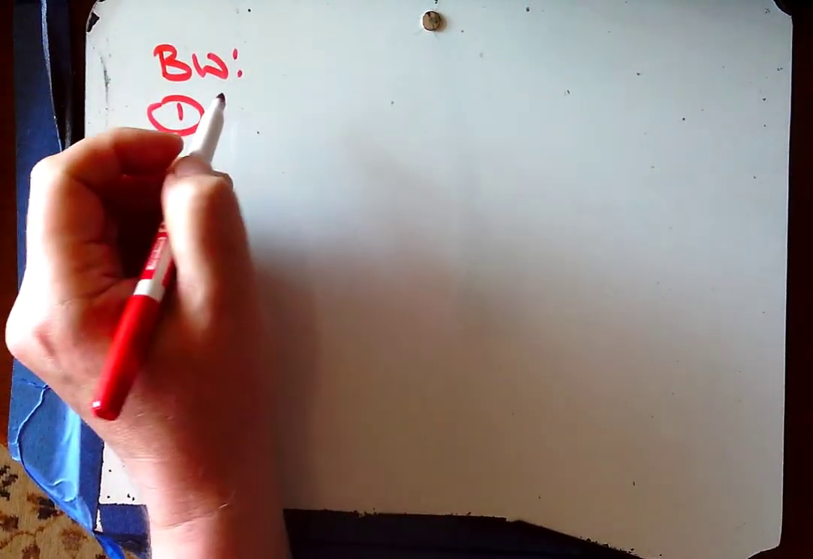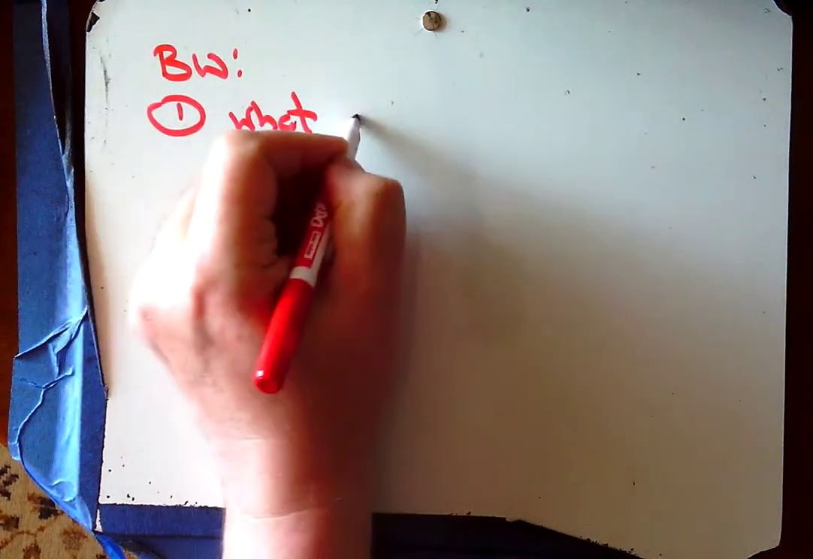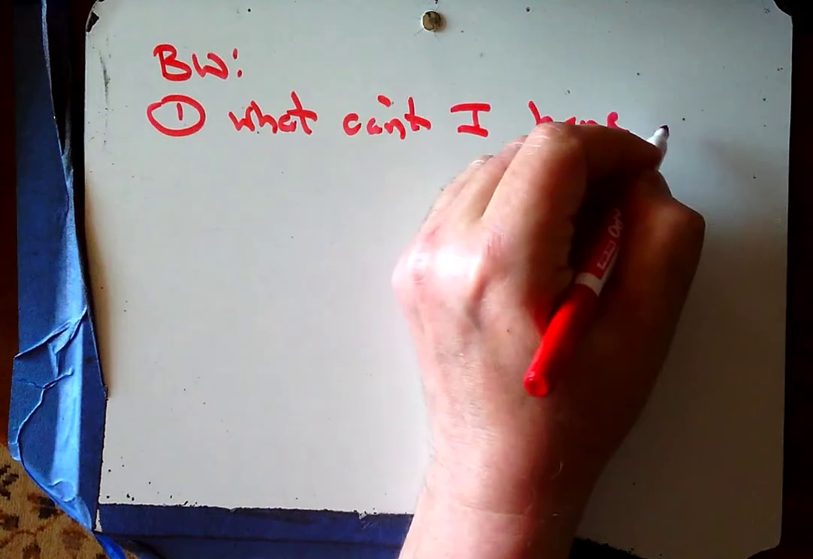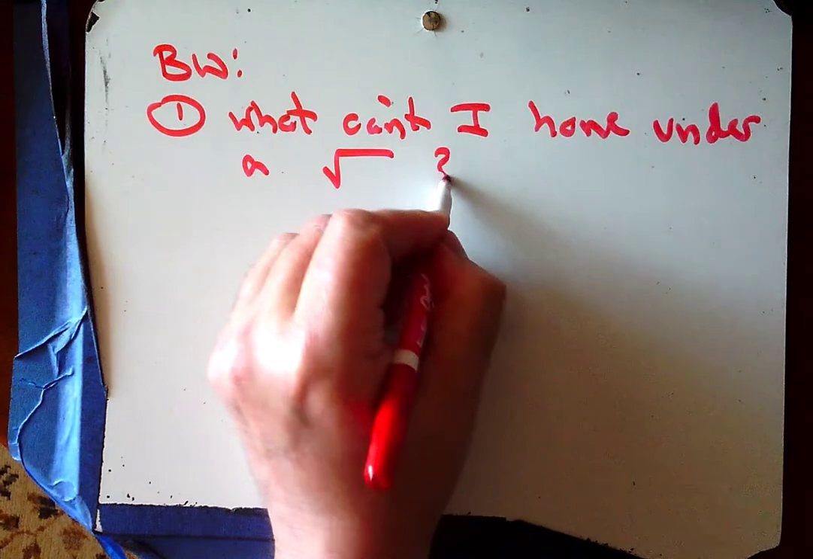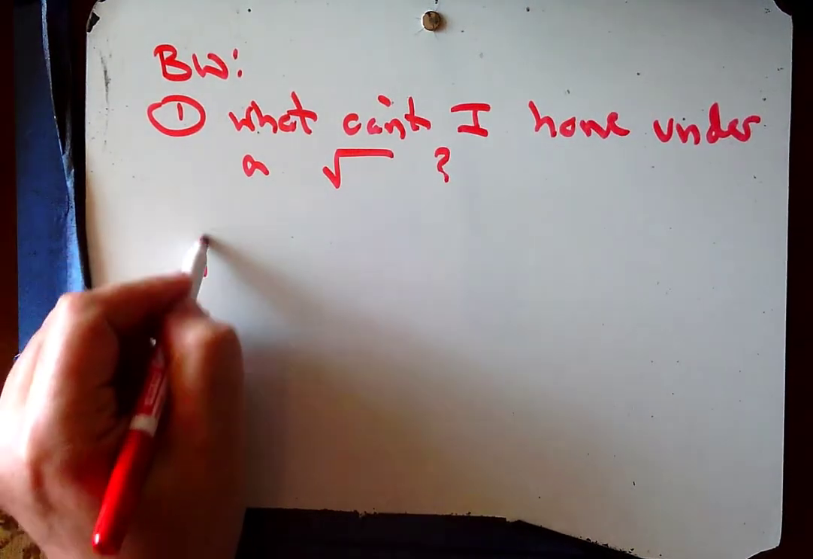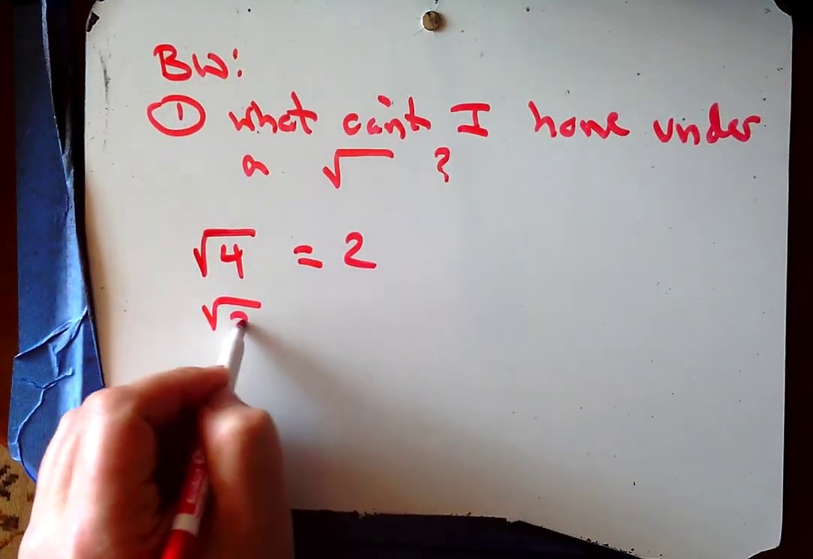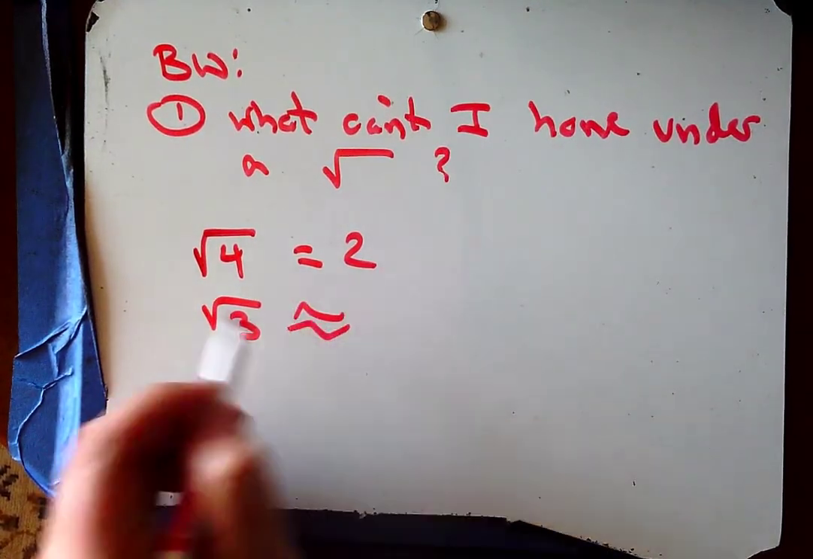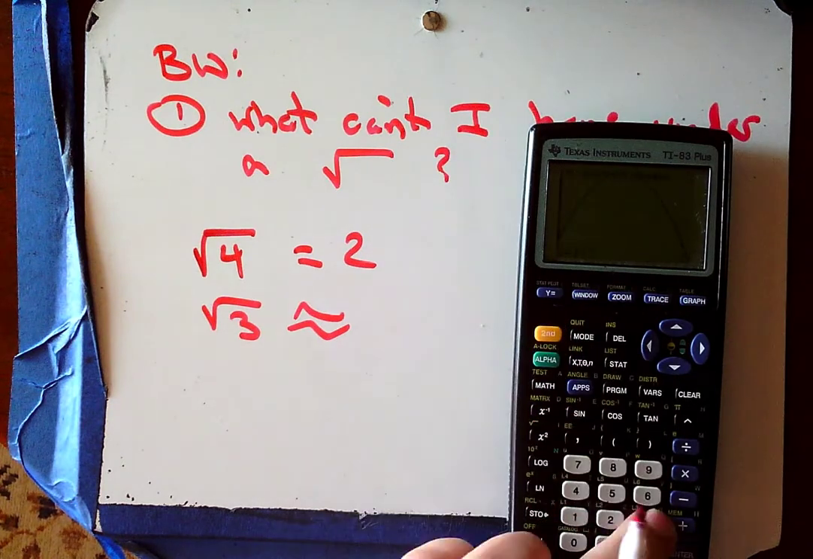The first one I have for you is, what can't I have under a square root? What numbers can't I have under there? Does the square root of 4 work? Sure. How about the square root of 3? Yeah, it's not a perfect square, but I could pull out my calculator and get a decimal approximation for it.